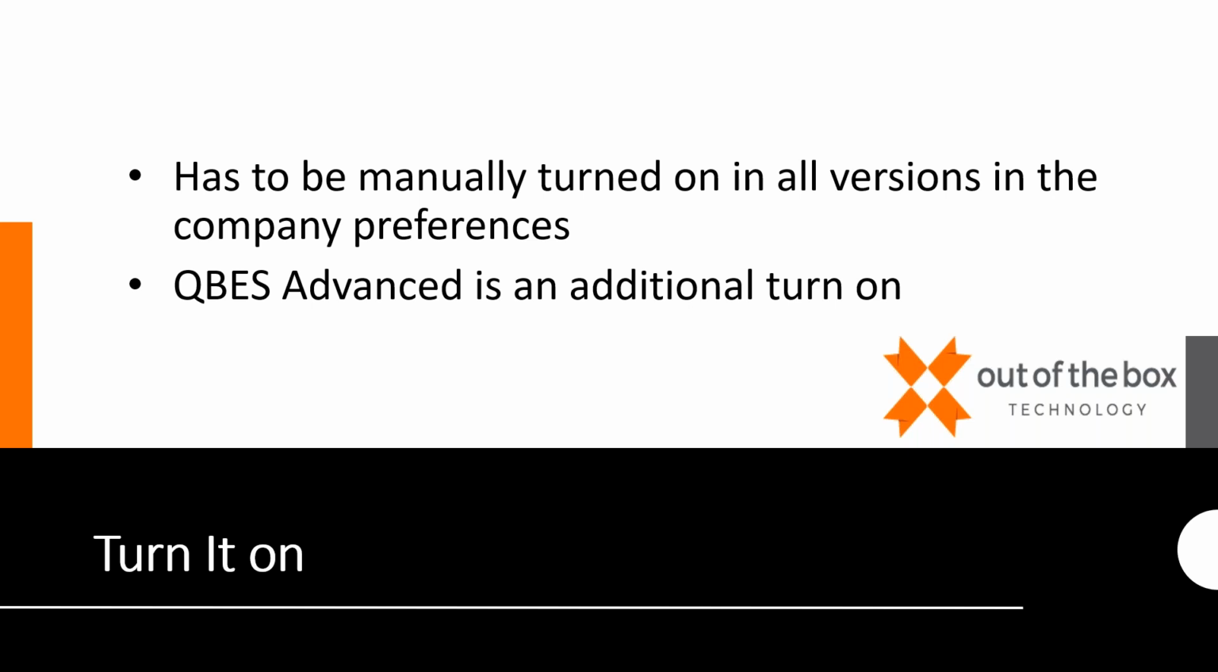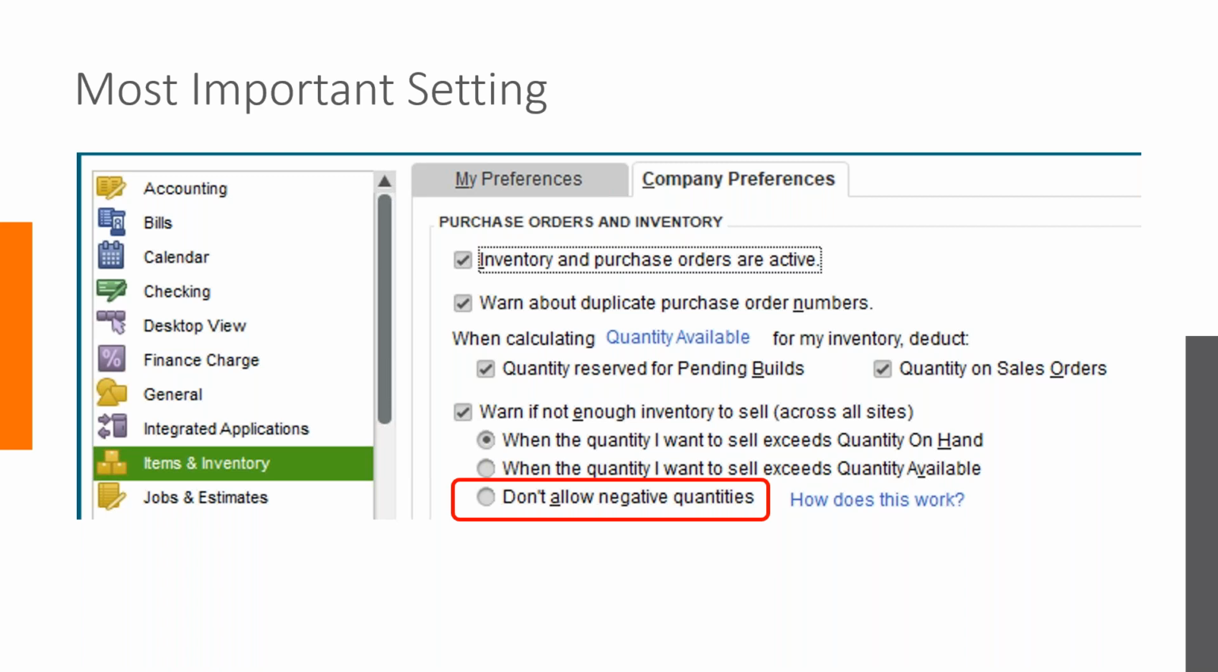And then QuickBooks Enterprise Advanced Inventory is an additional turn on that you also have to do in the preferences, and there are some options in there that I'll show you when we get into the actual QuickBooks. The most important setting here: I'm in the preferences. I'm turning my items in inventory on. Remember, I'm in desktop. Notice, do not allow negative inventory, or do not allow negative quantities.